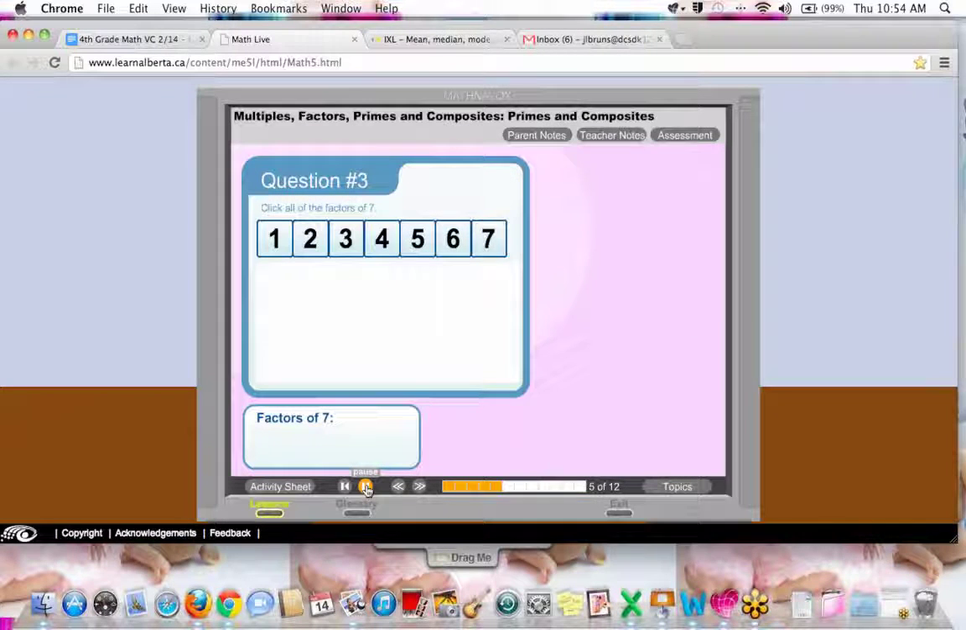As you know, the factors of 7 will be between 1 and 7. Click all the factors of 7. All right. Well, let's start easy. We know that 1 times 7 will give us the answer of 7. Are there any other numbers here that I can multiply together to get 7?